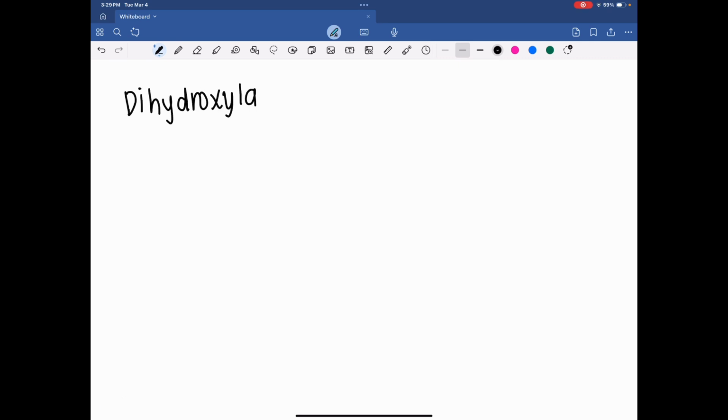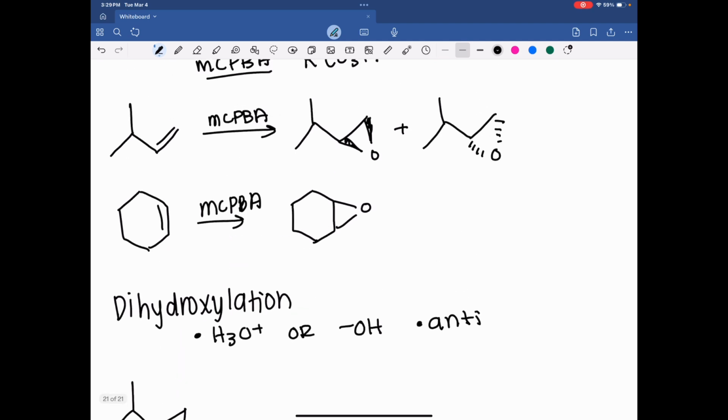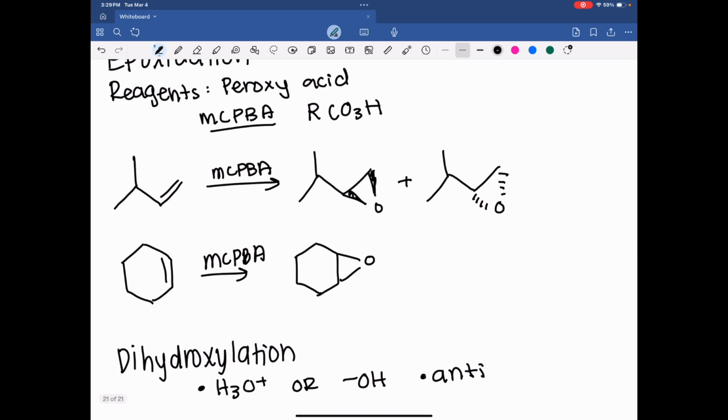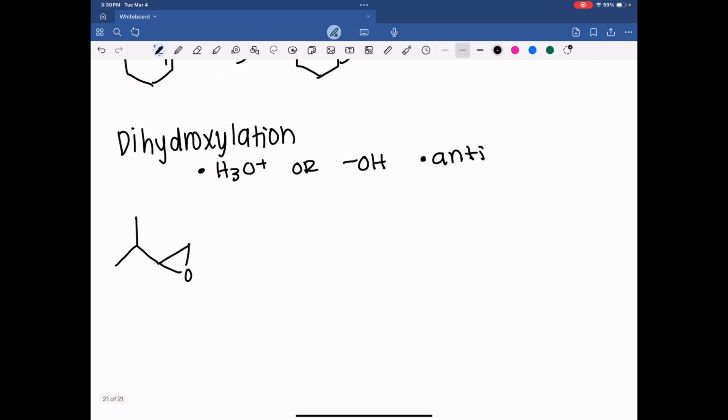Okay, and then for the dihydroxylation, we could either have H3O plus, or we could have OH minus. And this one is anti. So for this one, you actually have to start with an epoxide ring. So that's why these two usually get grouped together, but you can have them as separate reactions. But because you have to start with an epoxide ring, you could make epoxidation your first step, with dihydroxylation being your second step. So let's do this with acid first.